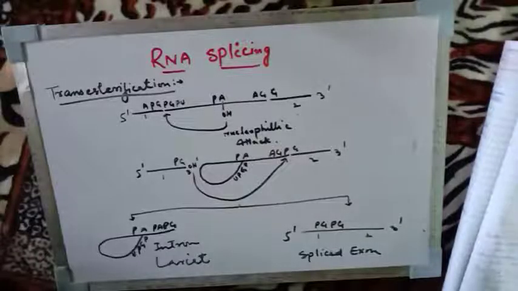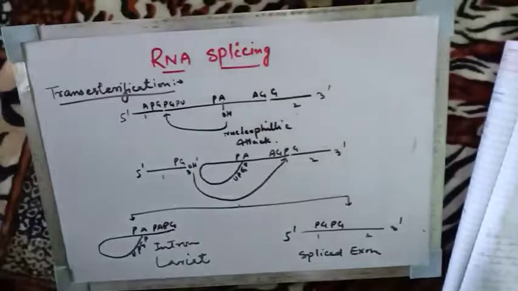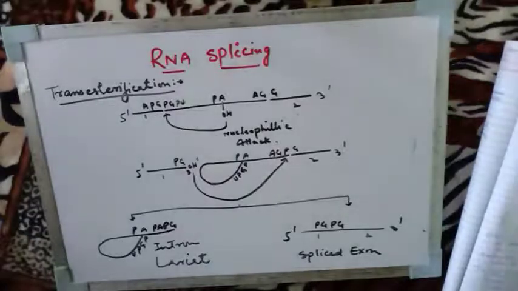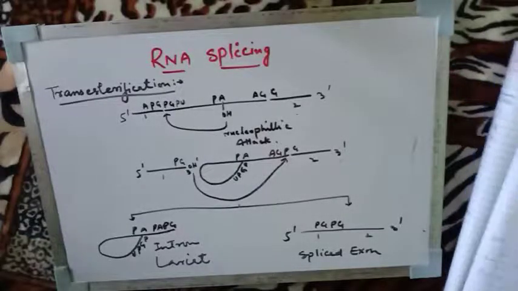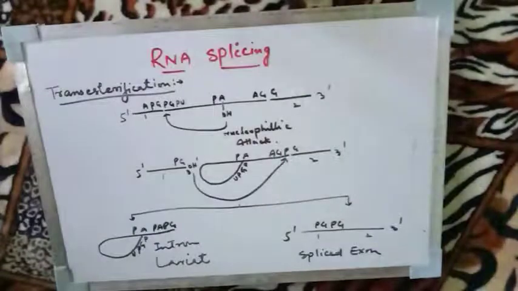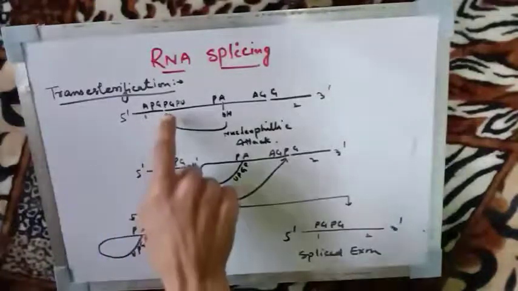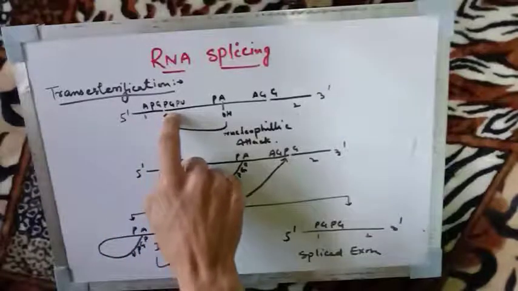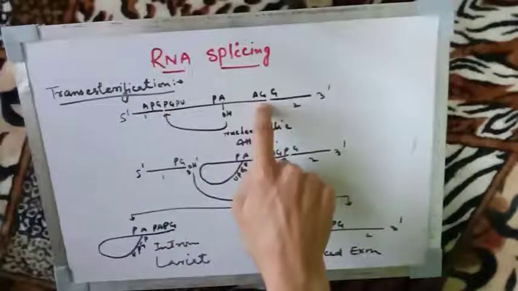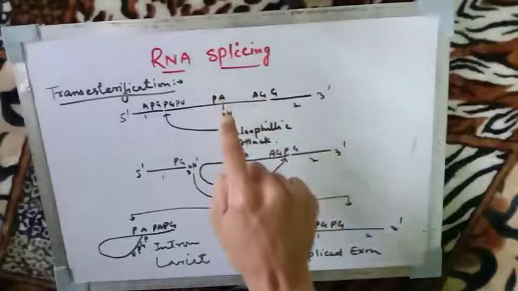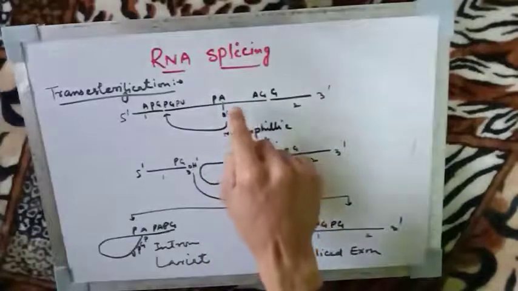So dear students, what happens in RNA splicing? Basically, two reactions of transesterification occur in RNA splicing. As we have studied, the sequences within the RNA determine where splicing occurs. As we know, this site is called a 5' splice site, this is called a 3' splice site, and this is the branch point. This branch point contains adenosine.